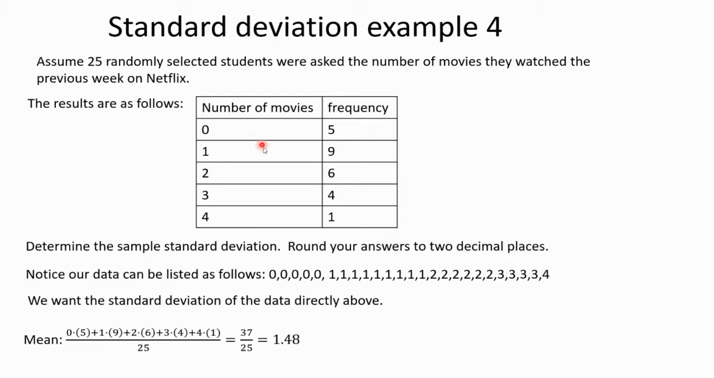Well, as before, we would do 0 times 5, right? 0 appears 5 times. 1 times 9. 1 appears 9 times in the data. So if you're adding up the data, you're adding 1 to itself 9 times, which is 1 times 9. You have 2 times 6, 3 times 4, 4 times 1, and so on. That's what I have down here. See? Doing so, notice that's 25 because if you were to add up these frequencies, you would get 25. So we get 37 over 25, which is 1.48.